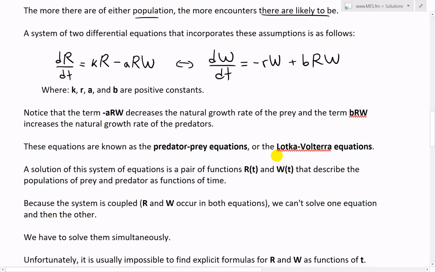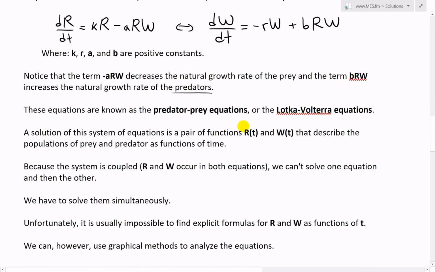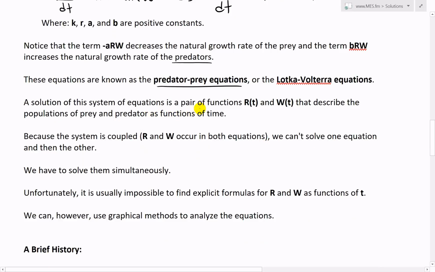So notice that the term negative aRW decreases the natural growth rate of the prey, as I stated, and the term bRW increases the natural growth rate of the predators. And these equations are known as the predator-prey equations, or the Lotka-Volterra equations, and I'll go over a brief history on these in a bit. And a solution of this system of equations is a pair of functions R(t) and W(t) that describe the populations of prey and predator as functions of time. So the solutions are two functions.